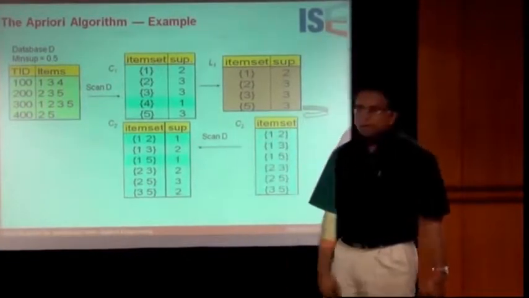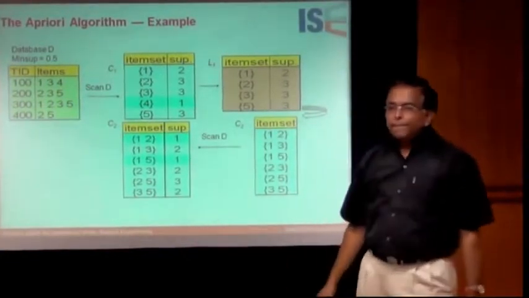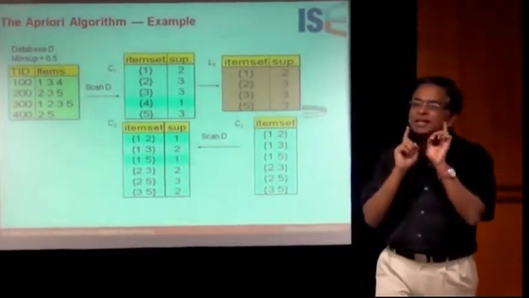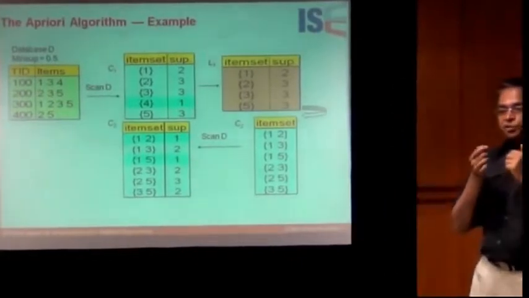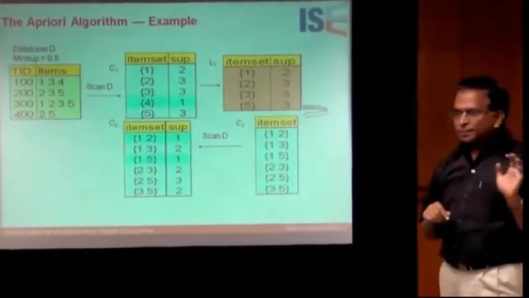Is it 1 by 4 or 1 by 6, sir? 1 by 4. N is the number of transactions, not the number of items or sets.